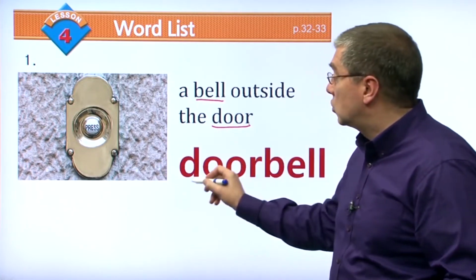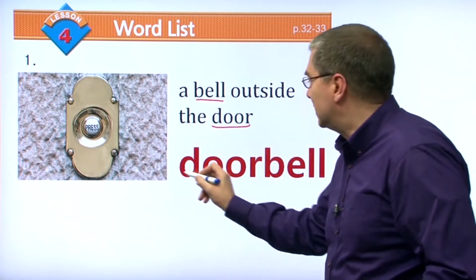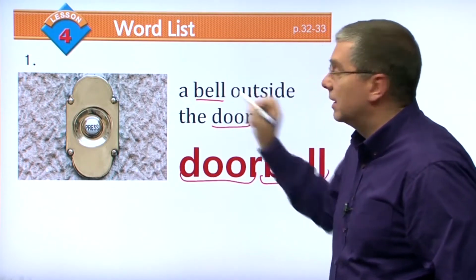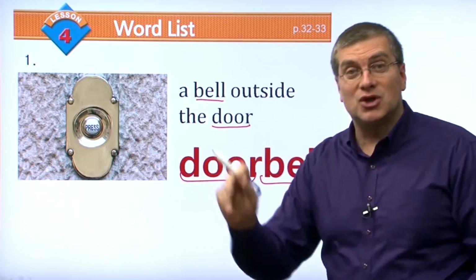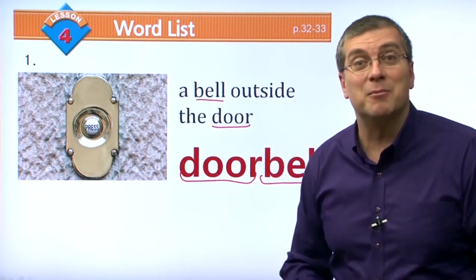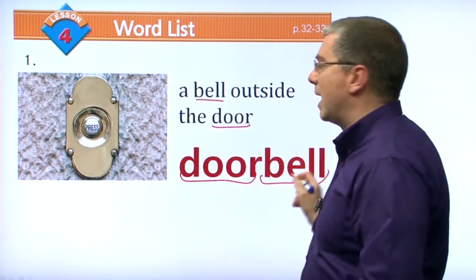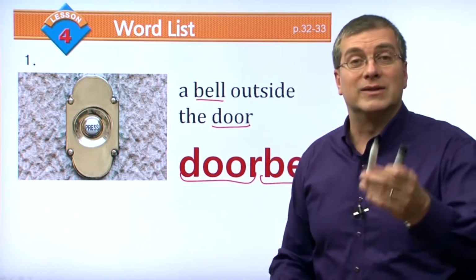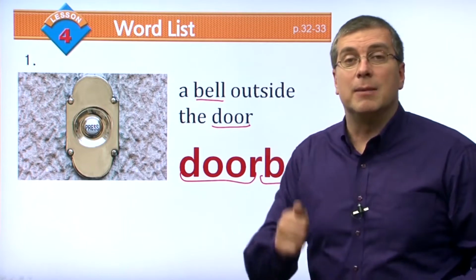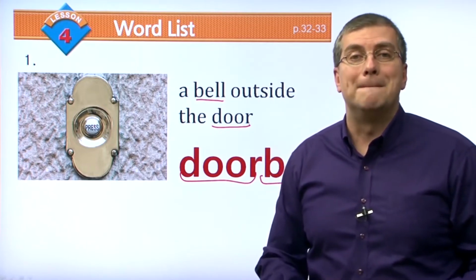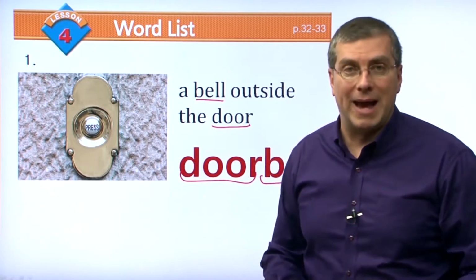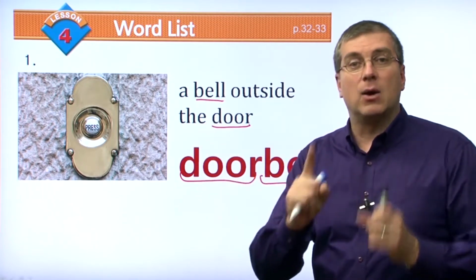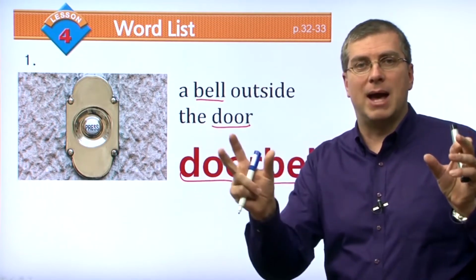It's a doorbell. That's pretty easy. It's outside the door, and it is a bell. You push it, ding dong, sounds like a bell. So in front of your house, you have a doorbell. When somebody visits you, they press the doorbell. Doorbell is two words that make one word, door and bell.